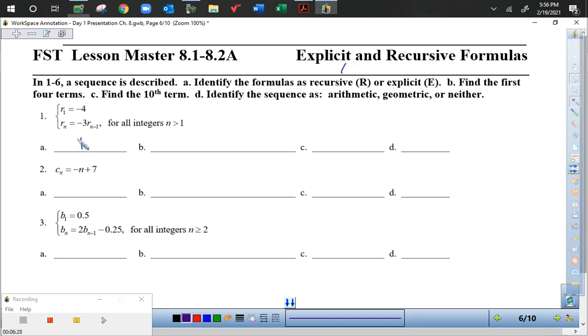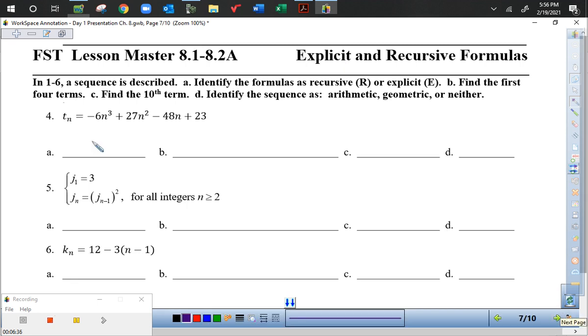So first one works, second one doesn't. We're getting an E there for explicit. Third one does have a bracket. Fourth one does not, so it's explicit. Fifth one does, recursive. And last one is explicit. If you don't see that fancy bracket, we're going to call it explicit, no matter what the equation looks like.